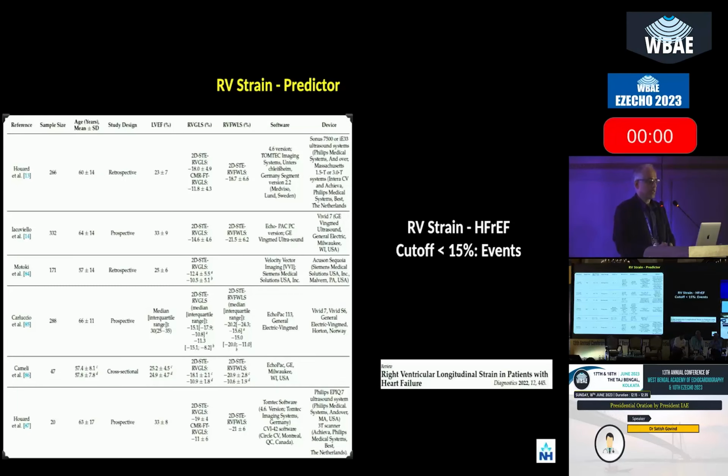So you have these variations in terms of different pathologies. Now, as a predictor, in heart failure with reduced ejection fraction, how can we use RV strain? There are a lot of studies here, compiled here, looking at both retrospective as well as prospective studies. 15% is the number that keeps coming. So every time you're looking at the RV free wall strain, use this number of 15%. Anything less than 15%, the patients are going to have more events.